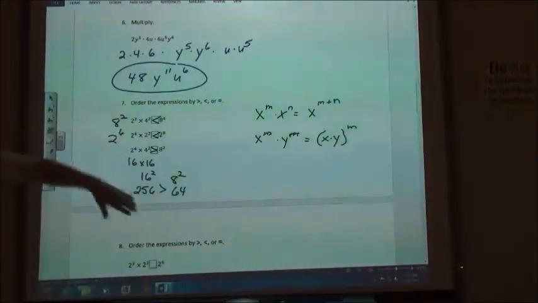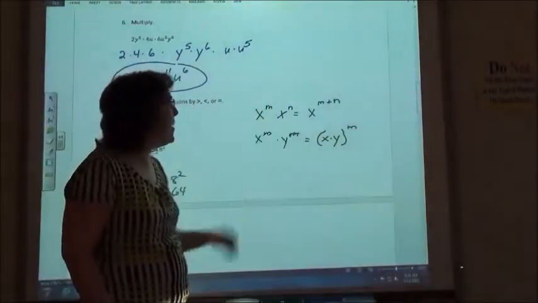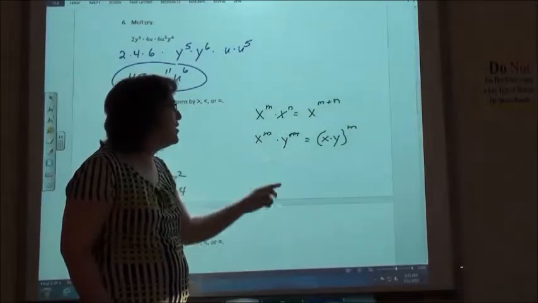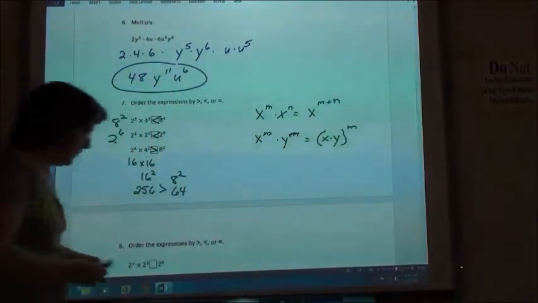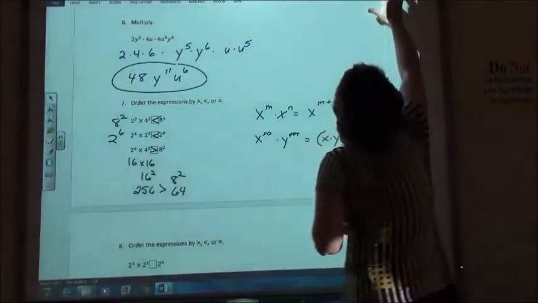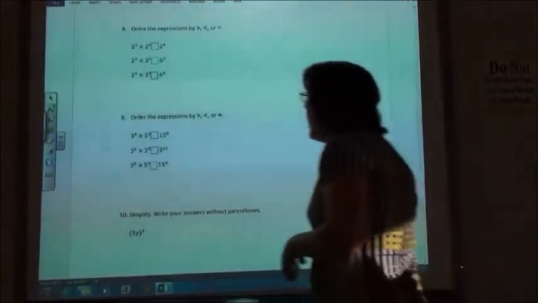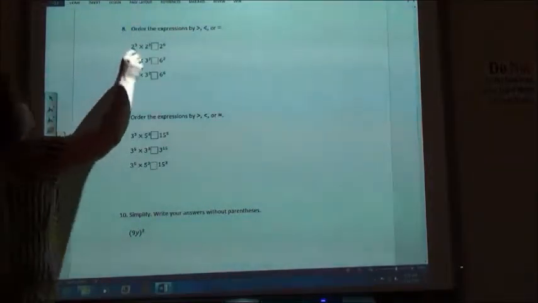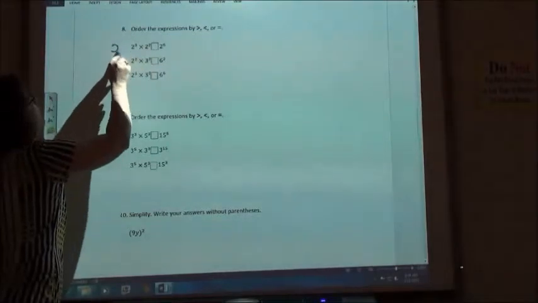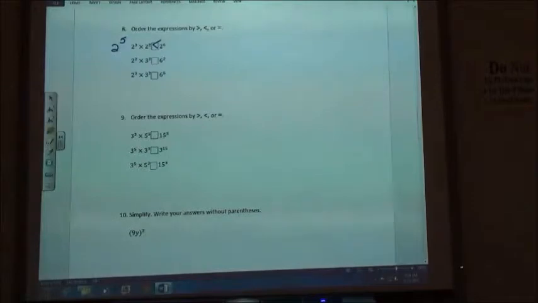On the other two, they're going to be using one of these 2 rules. If my bases are the same, I add my exponents. If my exponents are the same, I multiply my bases and keep that exponent. So number 8, I'm looking at that. I have 2 to the 3rd times 2 squared. My bases are the same. My rule is to add my exponents. 2 to the 3rd times 2 squared would be 2 to the 5th. 2 to the 5th is going to be less than 2 to the 6th.